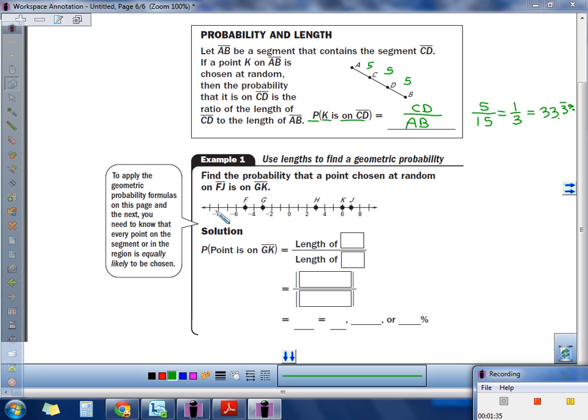So GK is the part that needs to go on top. The FJ is the part that goes on the bottom. So FJ on bottom, GK on top. The length of FJ we already talked about. It's a total of 12. Now we can find the length of GK and put it on top. 1, 2, 3, 4, 5, 6, 7, 8, 9. And 9 over 12 is 3/4, and that simplifies to 75%.